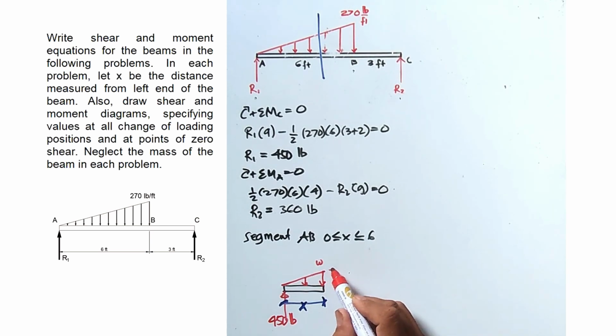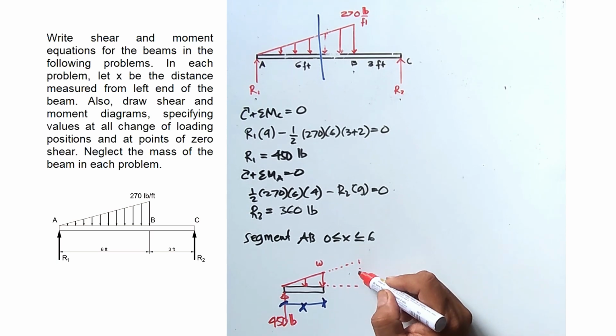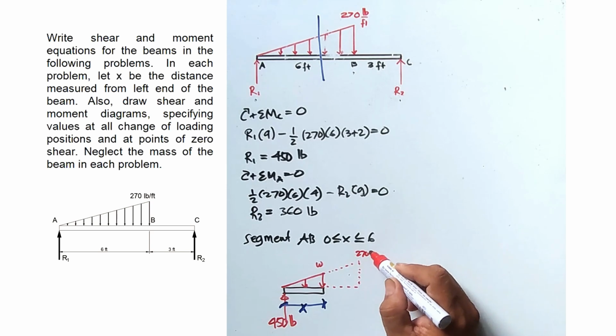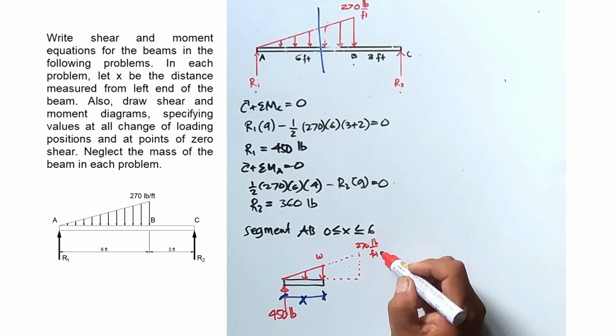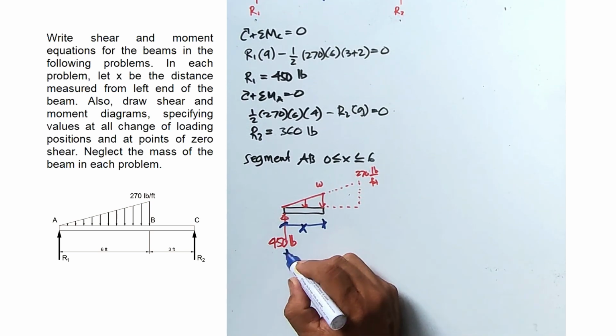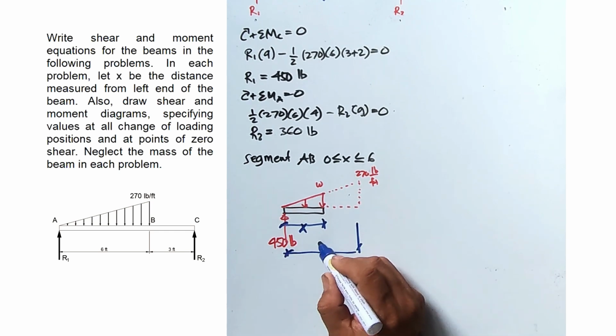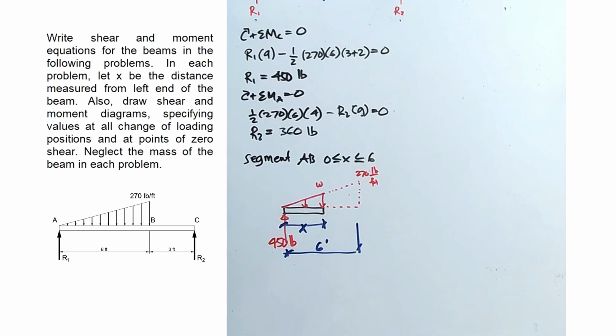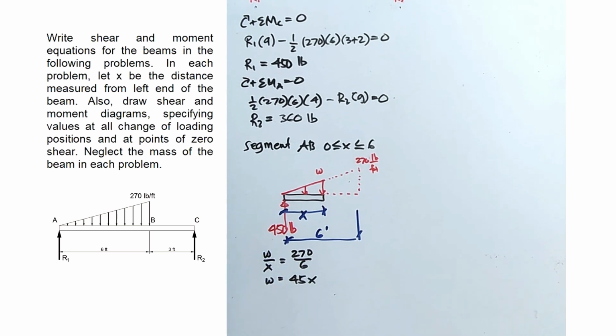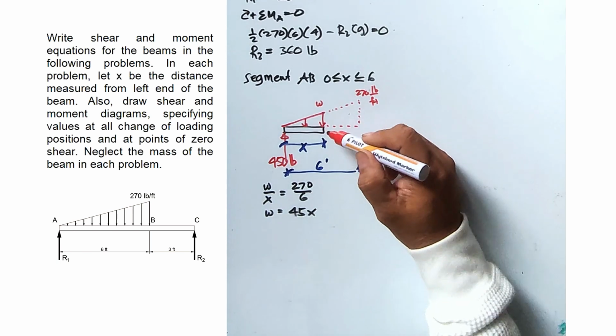But if you're going to extend this up to its maximum of 270 pounds per foot, and that is 6 feet from the left end, we can solve W in terms of x. By ratio and proportion, we have W over x is 270 over 6. 270 divided by 6 is 45, so W is 45 times x.